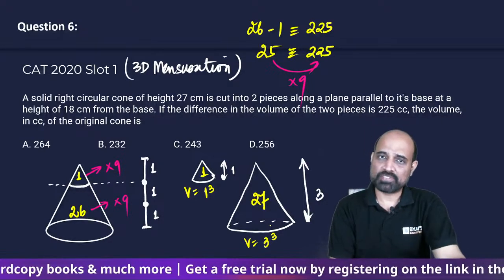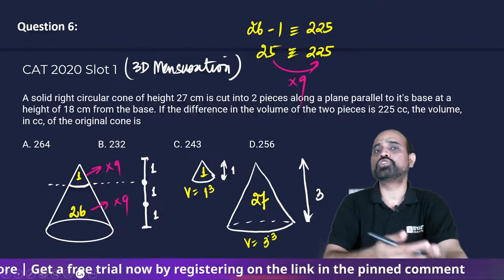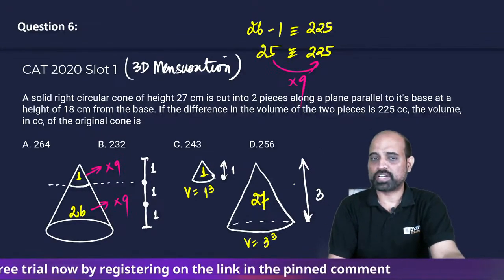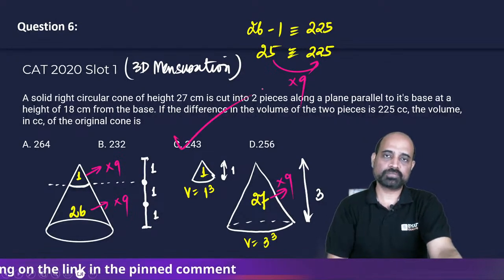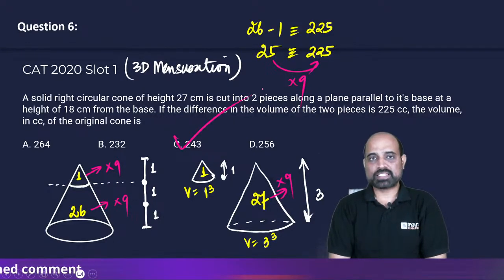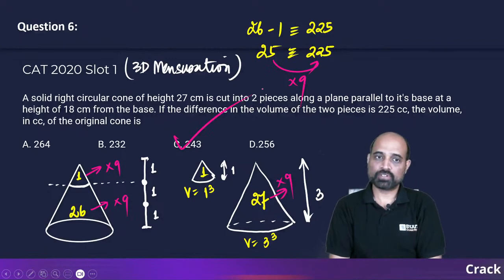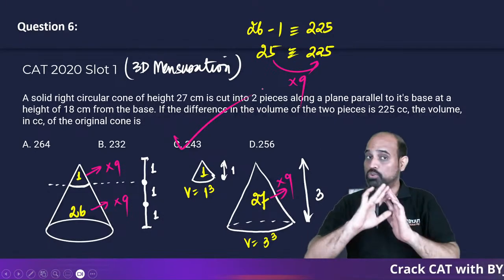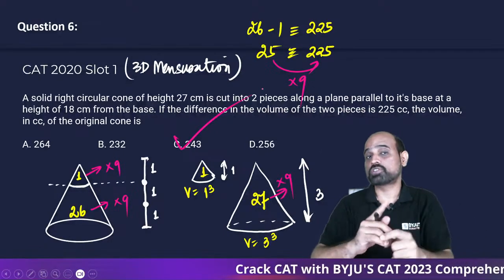What is 9 times 27? You can calculate, or 3 cube into 3 square is 3 to the power 5, which is 243. This is your answer. Or you can simply say 27 into 9 will end in a 3, and that's the only option you have. A mensuration question with no formula for area or volume of a cone required. It got solved by ratios logic.